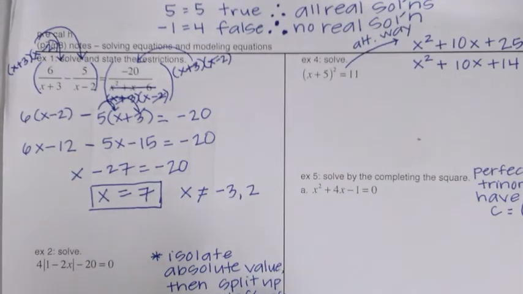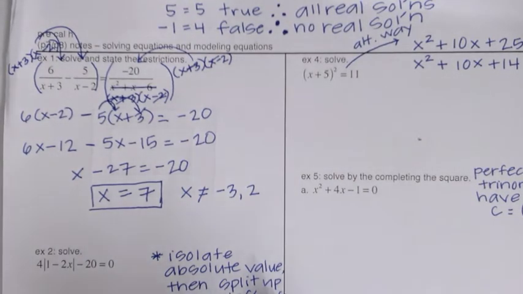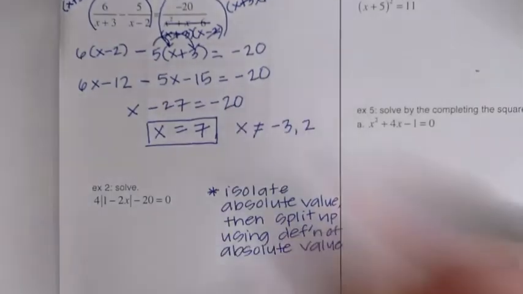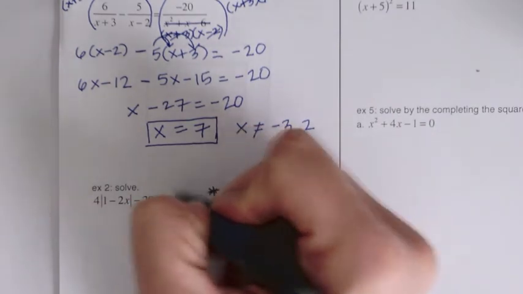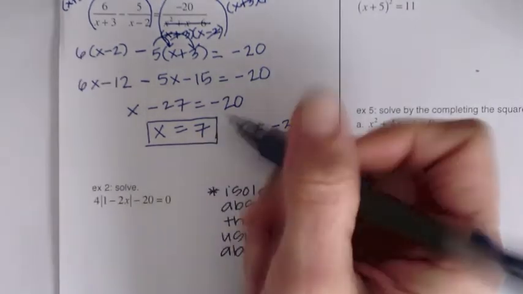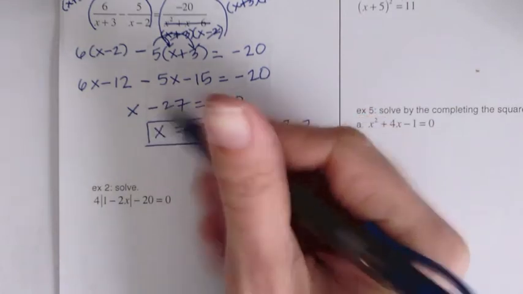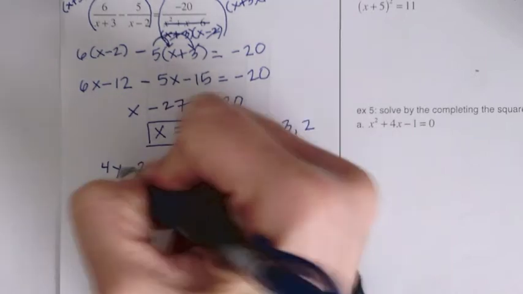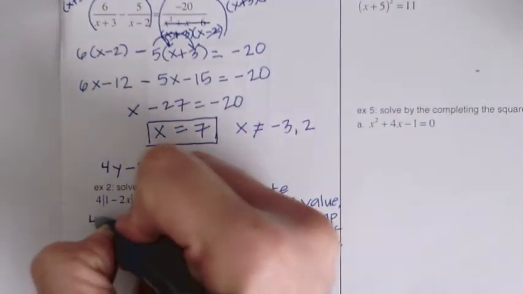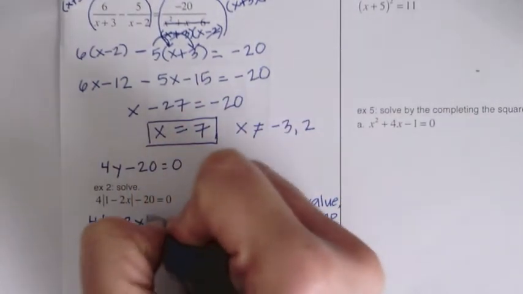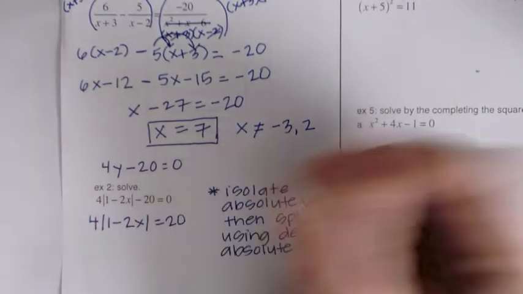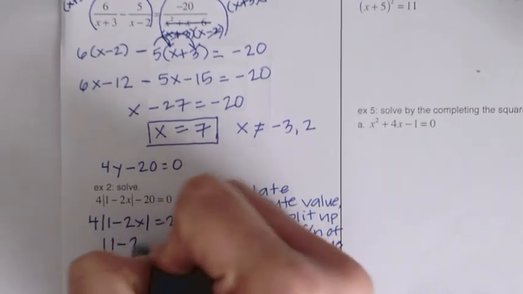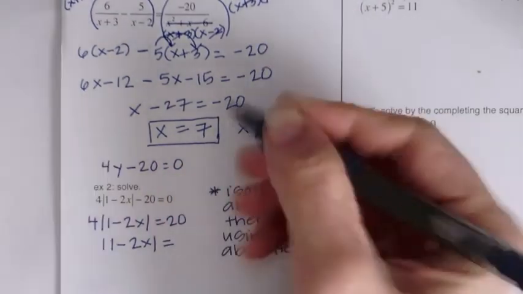Next, absolute value. You're going to isolate the absolute value and then split it up using the definition of absolute value. So let me show you what that looks like. First, I'm going to add 20. So I'm going to isolate this and follow it just as if it was a variable. So for example, if this said 4y minus 20, and I want to isolate y, I would add 20 first. Since I'm isolating the absolute value, that's what I'm going to do first as well. Then I'm going to divide both sides by 4. So I get the absolute value of 1 minus 2x equals 5.